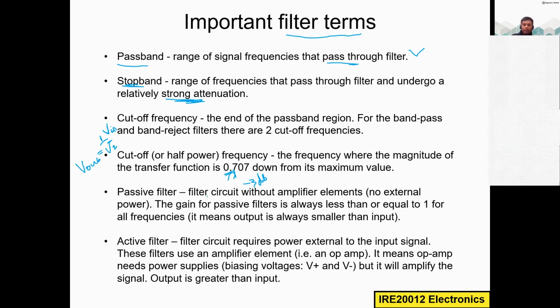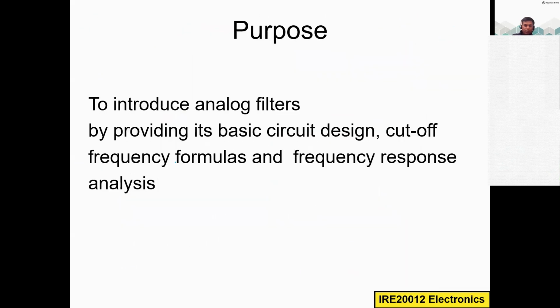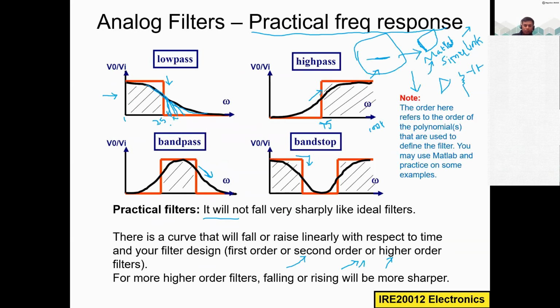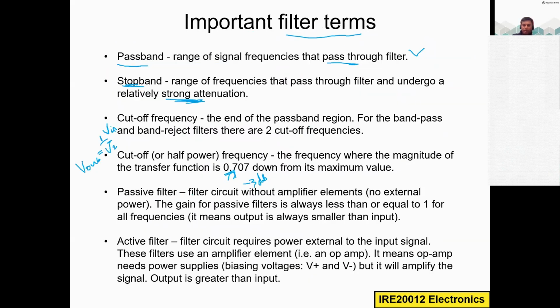And passive filter means the filter circuit without amplifier elements, that is called a passive filter. So I also explained this here just before. How can we classify passive filters and active filters? So passive filter means we are using only R, L, and C to design the filter. The active filter means we are using active components such as transistors, operational amplifiers, together with this RLC. So that is what I mentioned here. So passive filter means filter circuit without amplifier elements or without active elements.